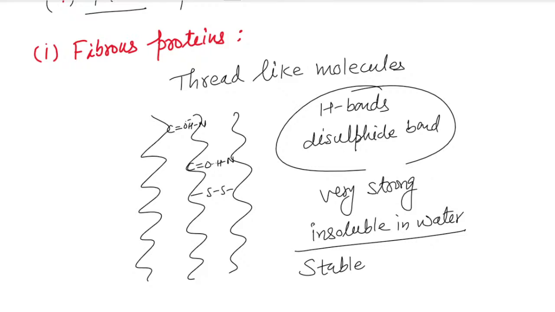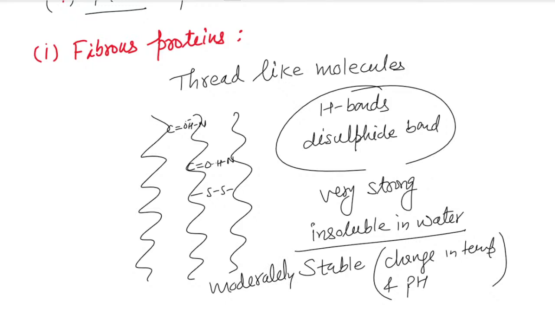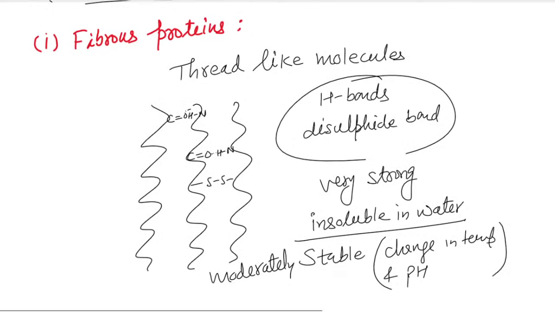to moderate temperature, because if temperature is very high, there is a disruption. But they are stable on change in temperature and pH, moderately stable. Because if we write very stable, that may be taken as a wrong statement, but they are moderately stable. So this is about fibrous protein.